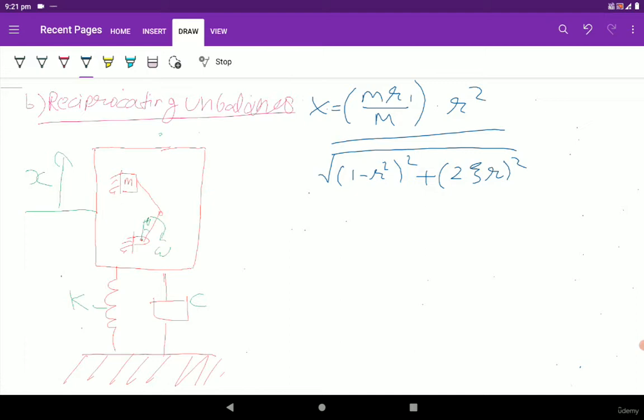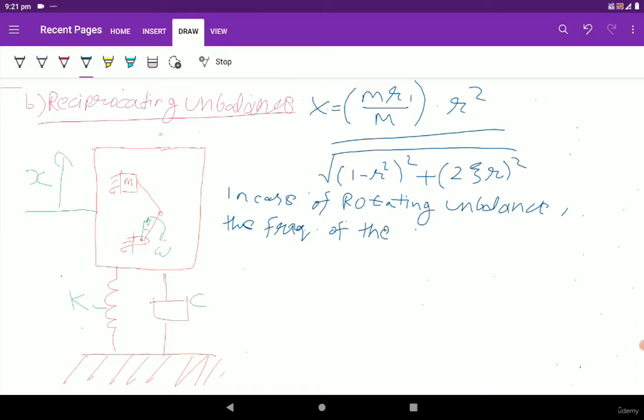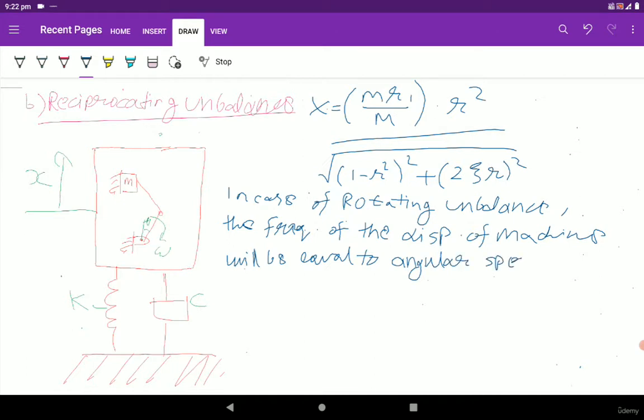One thing you should note is that in case of rotating unbalance, the frequency of the displacement of the machine will be equal to the angular speed of the rotor.